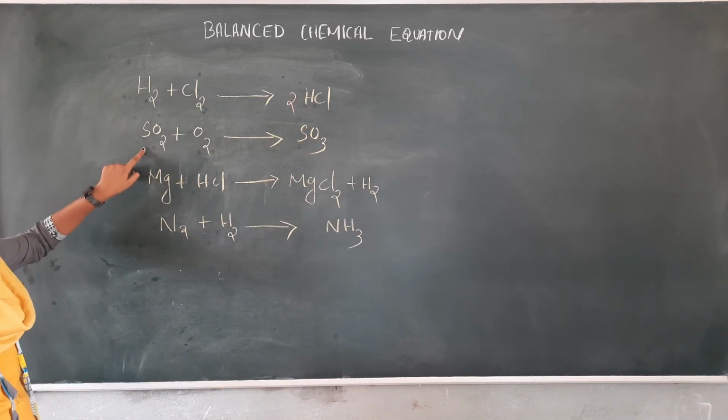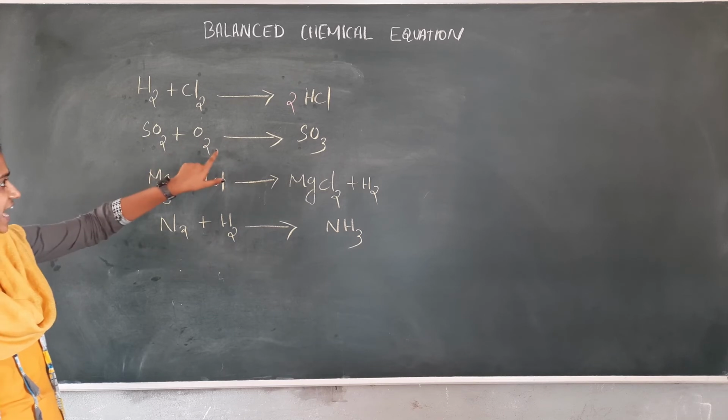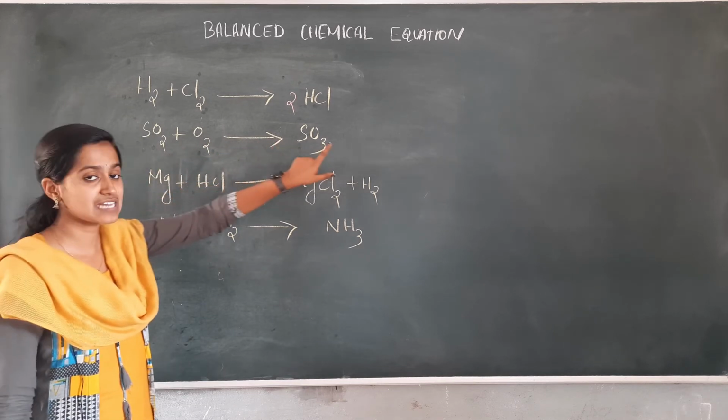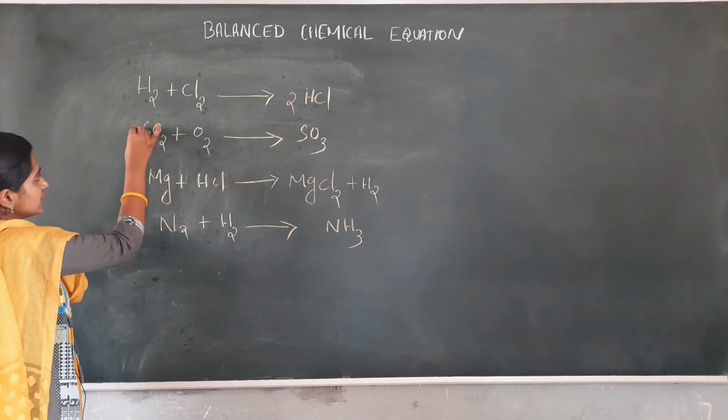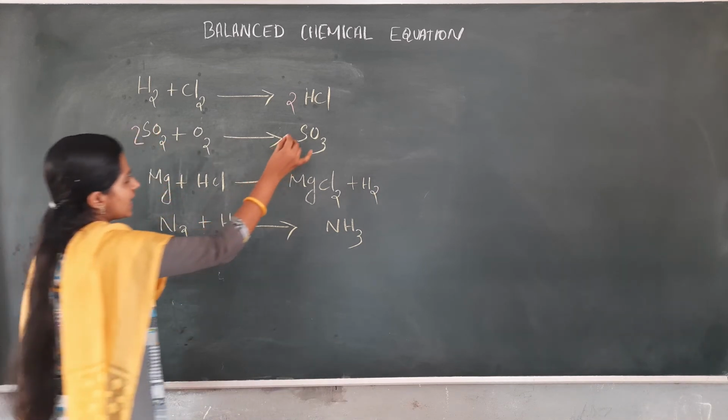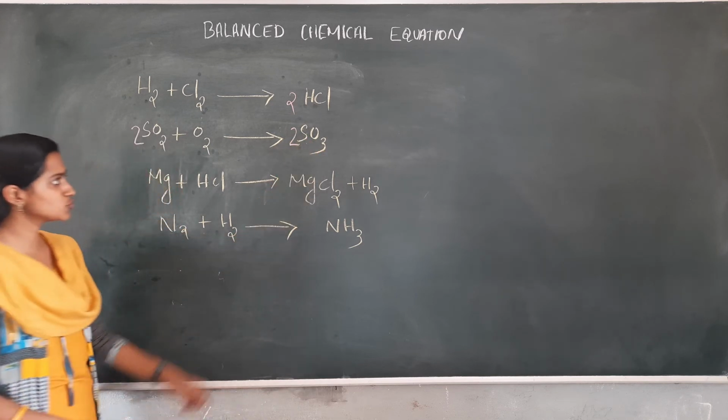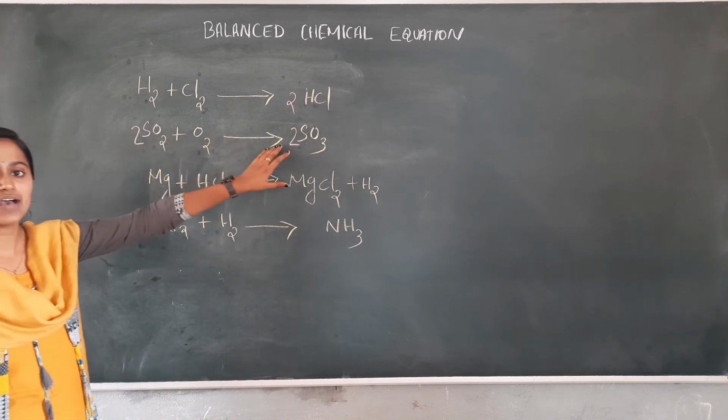In the second equation, sulfur dioxide reacts with oxygen to produce sulfur trioxide. So here we put the coefficient 2 here and here also we put the coefficient 2. So this equation is balanced.